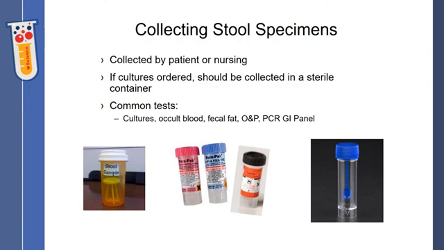Stool specimens are generally collected by a patient or by nursing staff. If cultures are ordered, a sterile container is preferred, although that's not always the case. Common tests they order are cultures, and when they order cultures, they really are looking for Salmonella, Shigella, Campylobacter, things of that nature. They will order occult blood, fecal fat, maybe an O&P, which is an ova and parasite. That's your parasitology collection. And more recently, they have GI panels that can be run by PCR, so occasionally they will collect stool and have it sent for a GI panel.